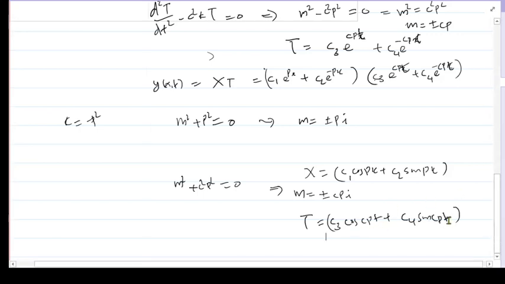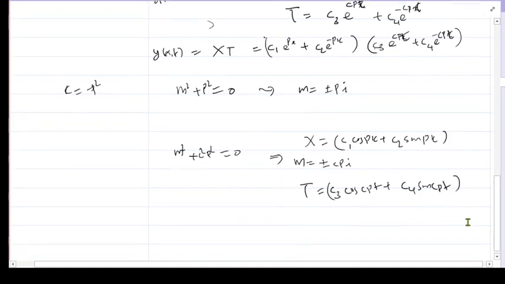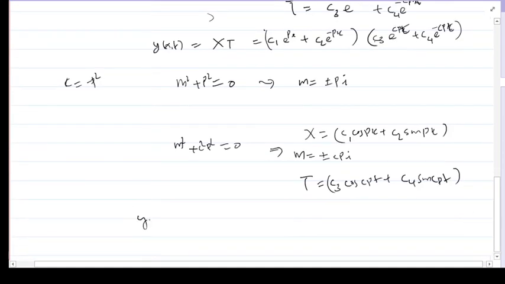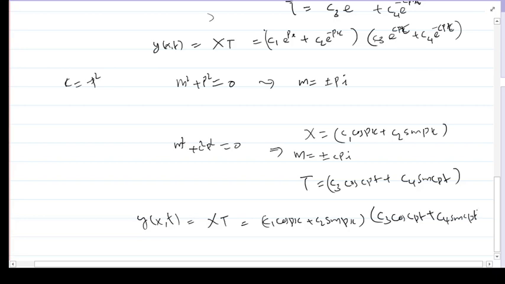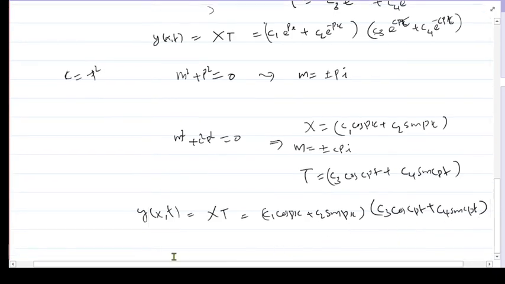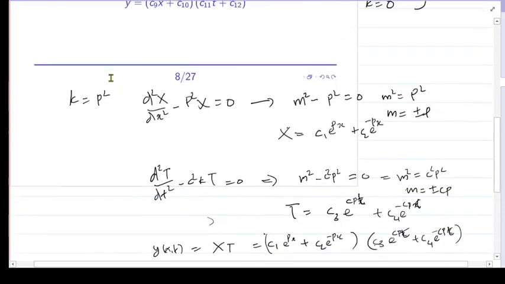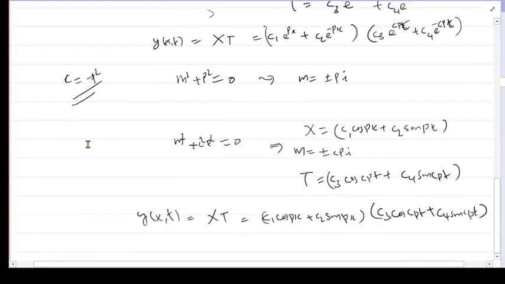For this, y of x t becomes capital X times capital T, which is c1 cos px plus c2 sin px, into c3 cos cpt plus c4 sin cpt. Similarly we have taken k equal to minus p square and k equal to p square. Now we take k equal to 0.